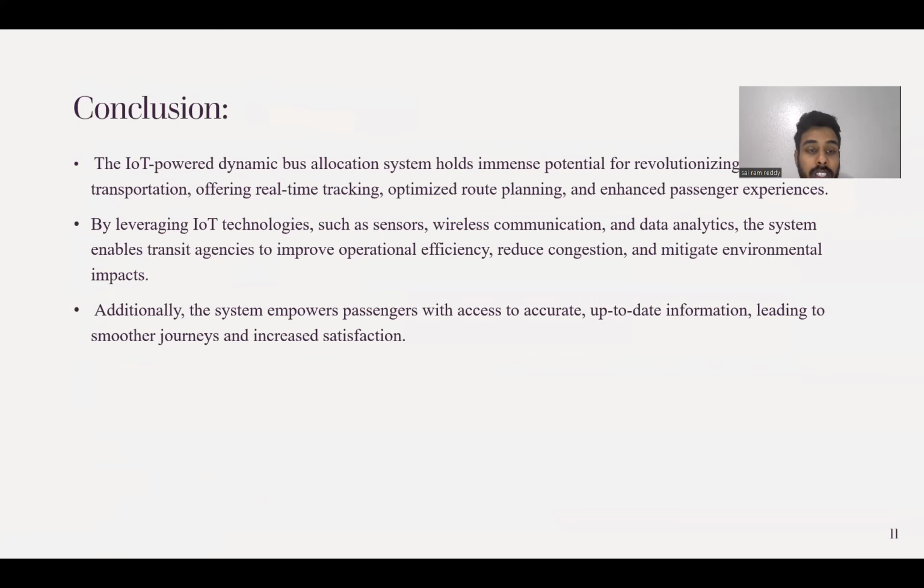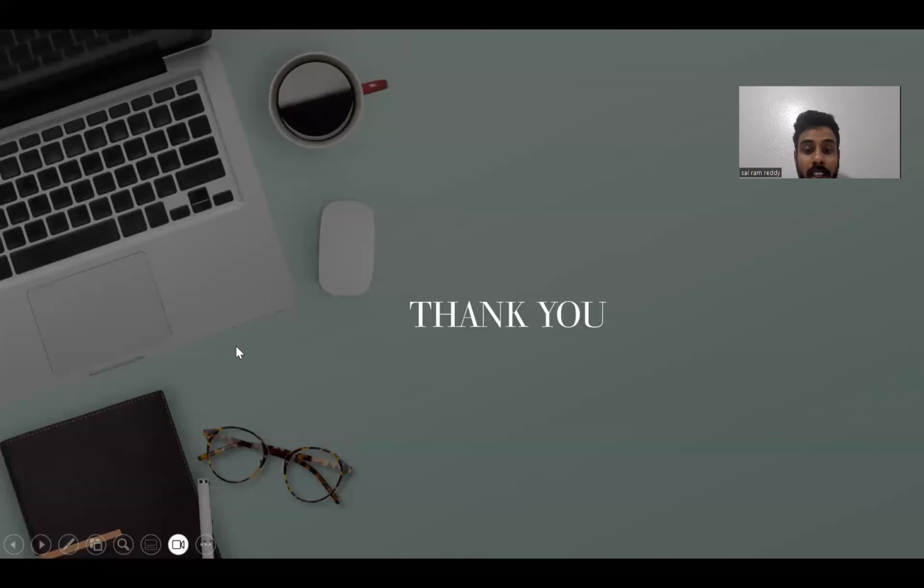And the final conclusion: this IoT powered dynamic bus allocation project holds immense potential for changing transportation, offering real-time tracking, optimized route planning, and enhanced passenger experiences. By leveraging IoT technologies such as sensors, wireless communication, and data analytics, the system enables transit agencies to improve operational efficiency, reduce congestion, and mitigate environmental impacts. Additionally, the system empowers the passengers with access to accurate, up-to-date information, leading to a smoother journey.